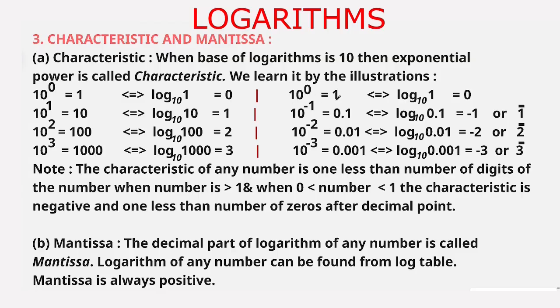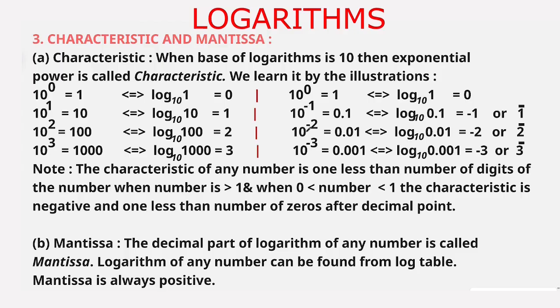10 to the power 0 equal to 1, this we have already seen. This gives log 1 base 10 equal to 0. 10 to the power minus 1 equal to 0.1. This gives log 0.1 base 10 equal to minus 1, as the exponential power is minus 1. So the characteristic is minus 1, and minus 1 is also written as 1 bar.